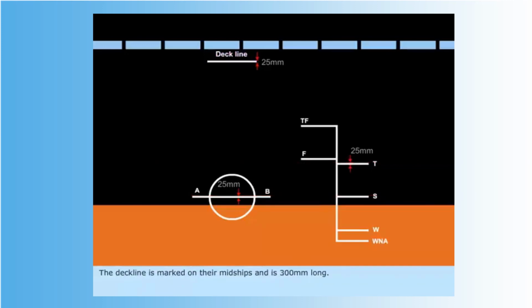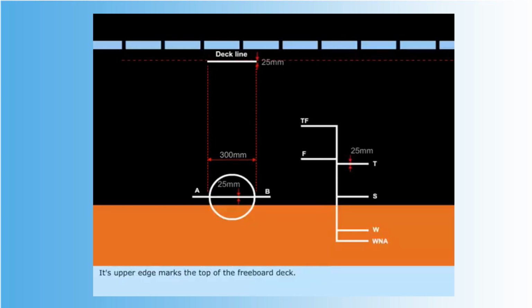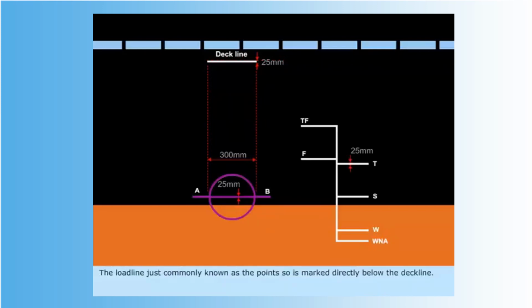The deck line is marked on the midships. It is 300 mm long. Its upper edge marks the top of the freeboard deck. If this line is extended outward, it will cut the outside of the shell plating. The load line disc, commonly known as the Plimsoll mark, is marked directly below the deck line. The deck line and the disc so marked are situated exactly on the midships.